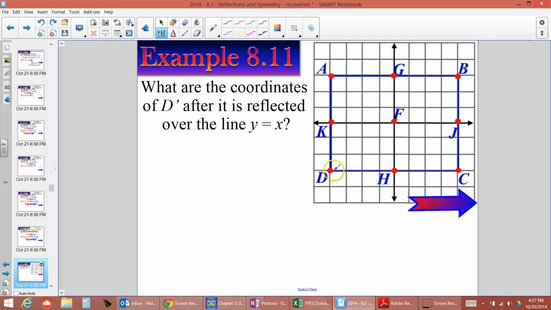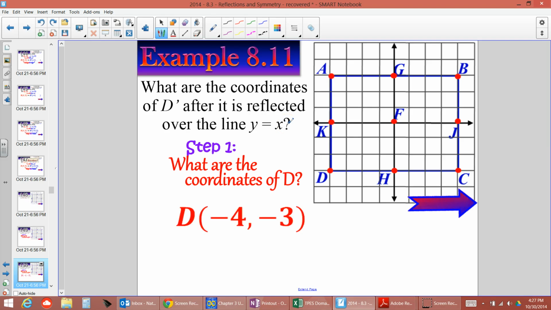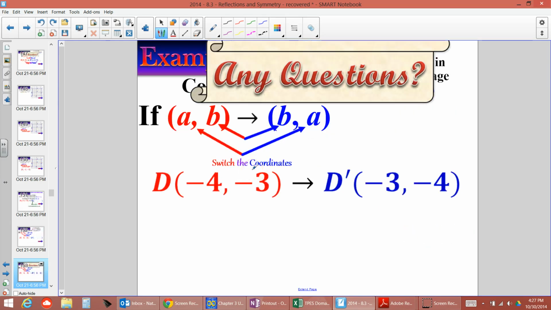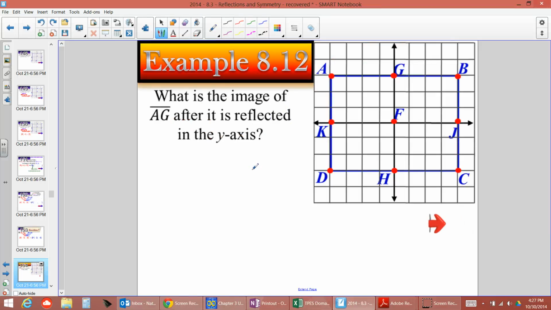Now, D reflected over the line y equals x. Let's find the rule for what it is. Our value of D is negative 4, negative 3. And the rule for y equals x is (a, b) becomes (b, a). Negative 4, negative 3 becomes negative 3, negative 4. Just swap places.